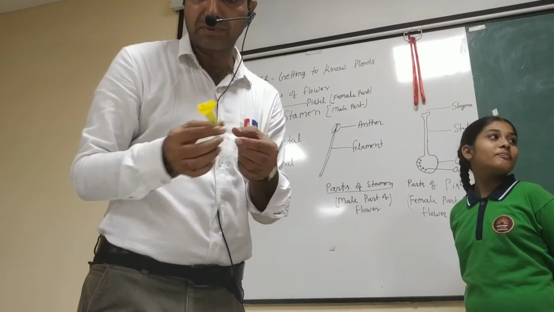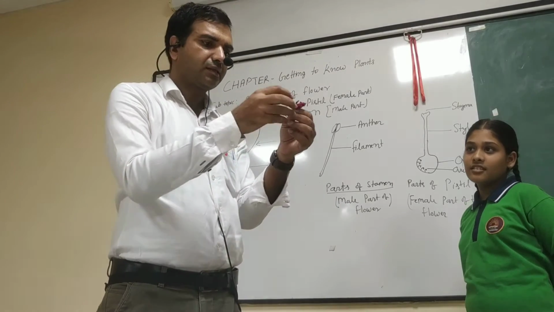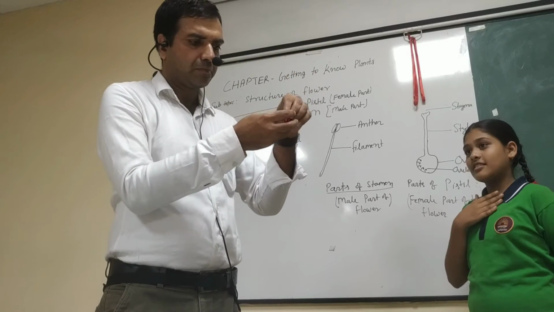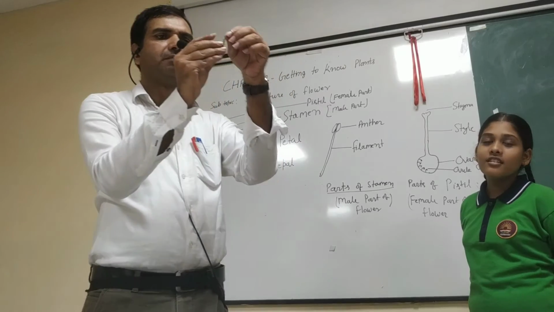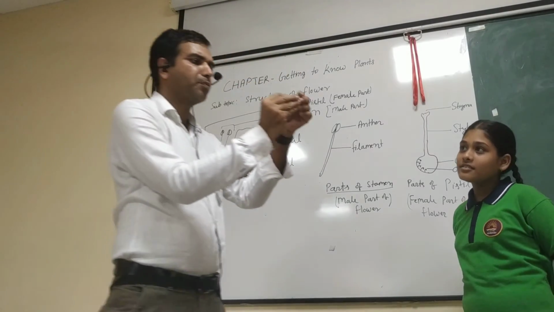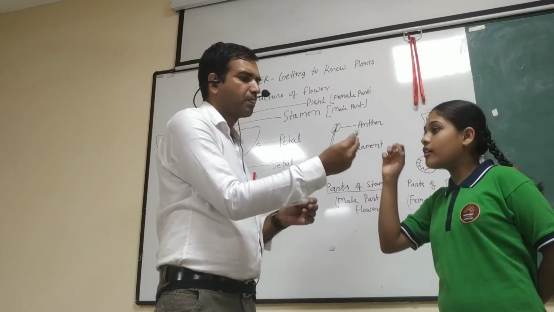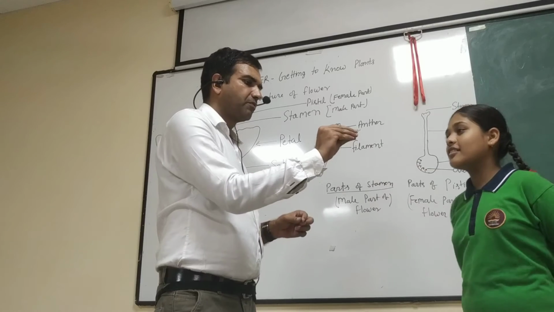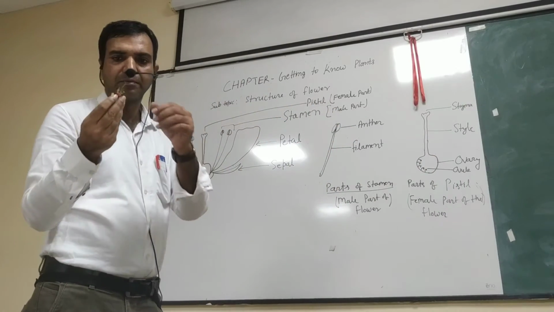Let us see an example. You can see this is Rose. Rose flower. How many? You can count, beta. How many sepals are there? 4. 1, 5. 5. Okay, you can go next. Riya.